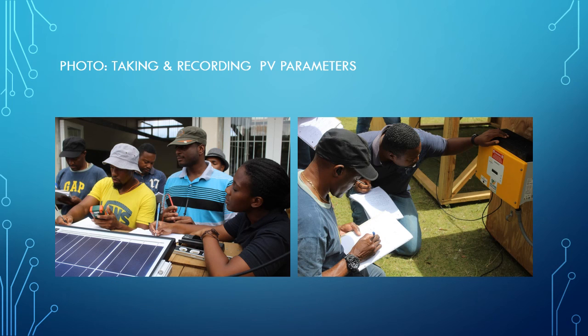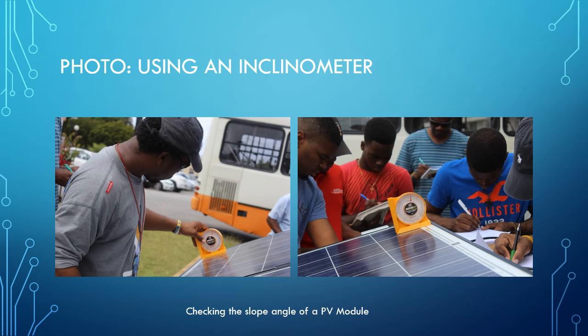Here are a few photos showing PV students at work. Here, students are recording PV parameters. On the left, they're recording information of the modules, and on the right, they're recording information of the inverter. In this photo, they are checking the angle of slope of the module. Remember that modules must be at the correct angle, at an optimal angle for best performance.